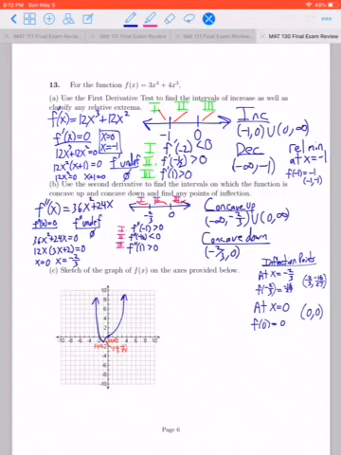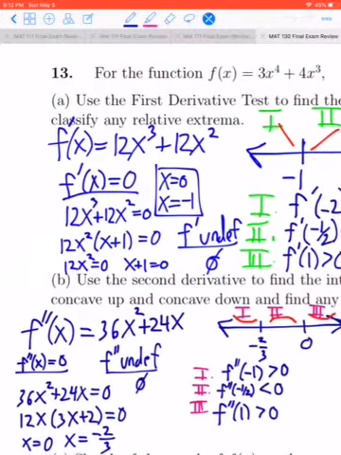For question number 13, we want to essentially come up with the graph of f of x equals 3x to the fourth plus 4x cubed by hand. In part A, we want to use the first derivative test to find our intervals of increase and decrease, as well as classify any relative extrema. The very first thing we need to do is find f prime. This is a polynomial, so it should be pretty easy to do. F prime of x is going to be equal to 12x cubed plus 12x squared.